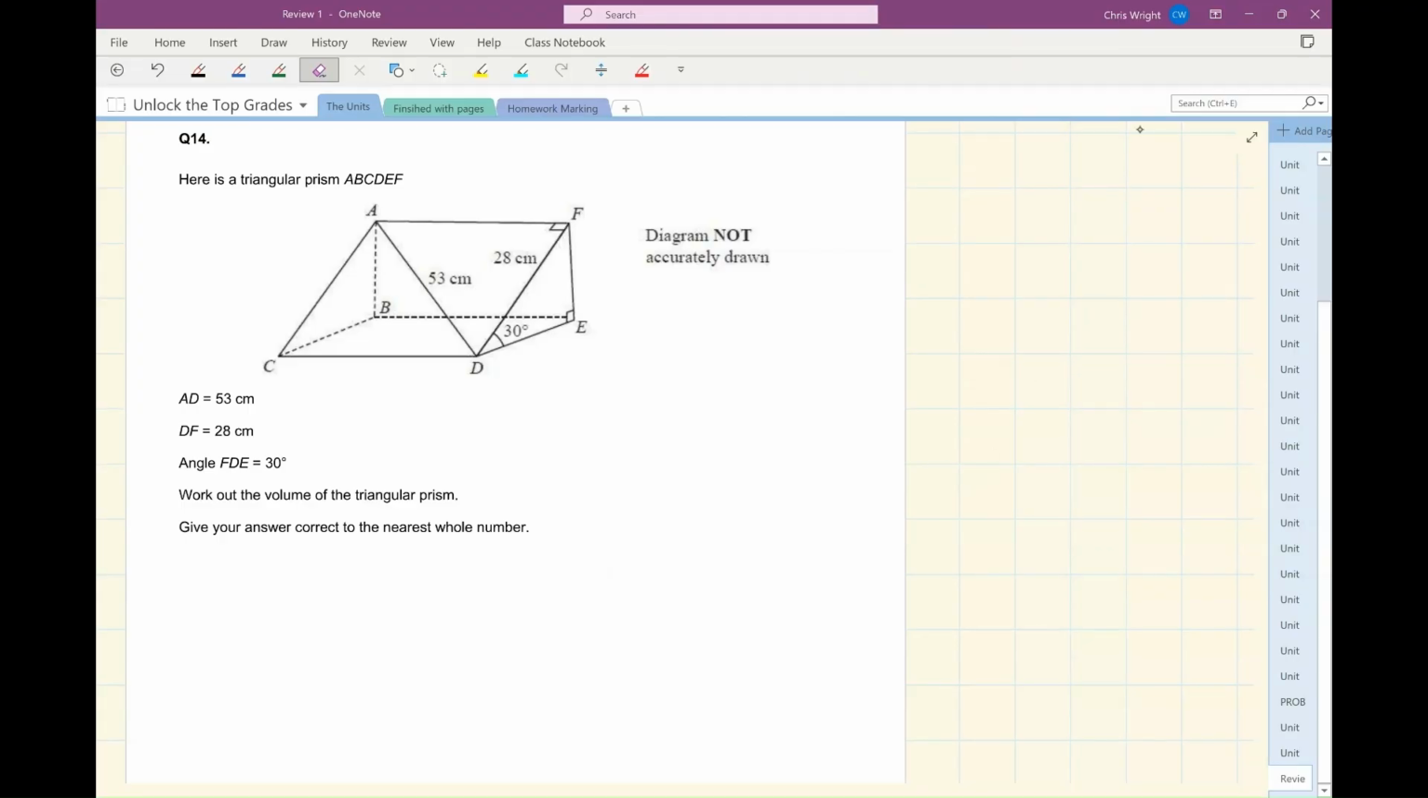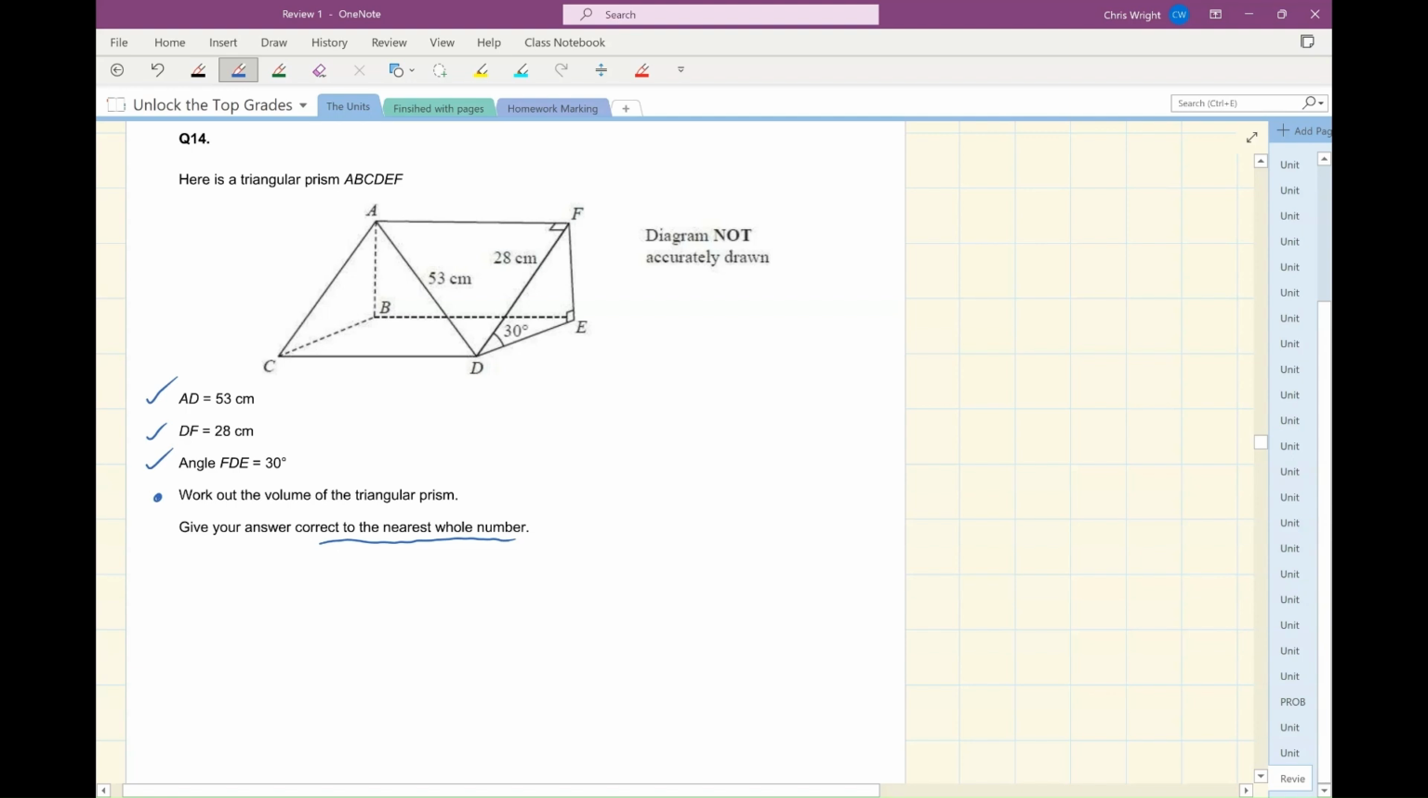Question 14. Here is a triangular prism. Let's just pause and have a look. Yeah, I agree. It's a triangular prism. It's got a triangle at each end, doesn't it? Here you are. There, for example. AD is 53. That's marked on the diagram. DF is 28. Angle FDE is 30. So all of that's marked on the diagram. Work out the volume of the prism. Give your answer correct to the nearest whole number.